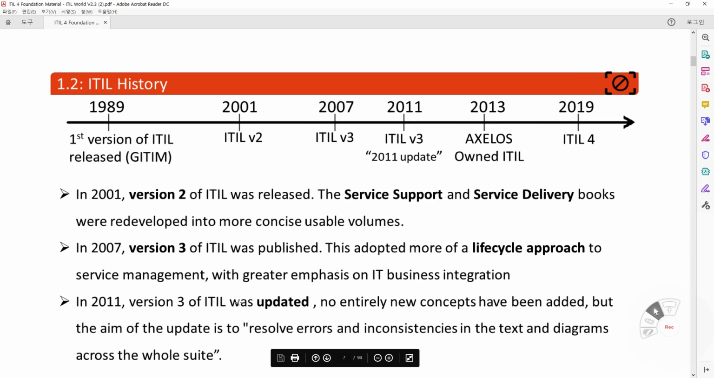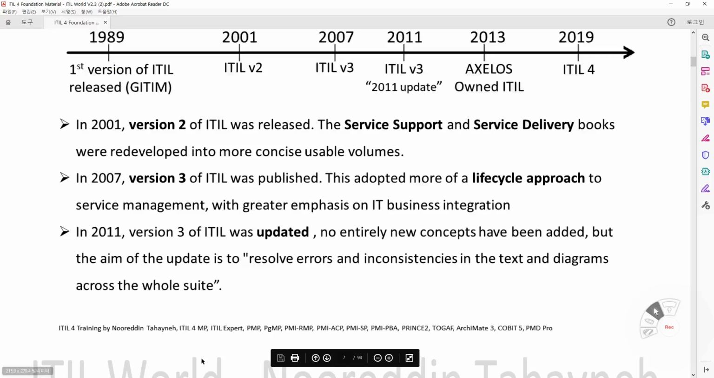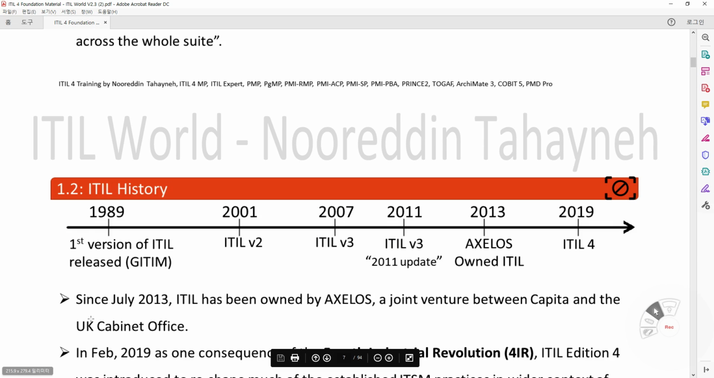In 2011, version 3 of ITIL was updated. No entirely new concepts have been added, but the aim of the update is to resolve errors and inconsistencies in the text and diagrams across the whole suite. Since July 2013, ITIL has been owned by Axelos, a joint venture between Capita and the UK Cabinet Office.